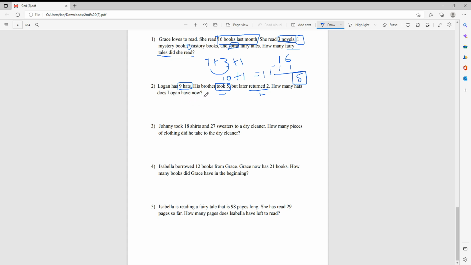So the first thing we're going to do is 9 minus 5. And 9 minus 5 equals 4. But then he returned 2, so we're going to add 2, which equals 6. So he has 6 hats now.